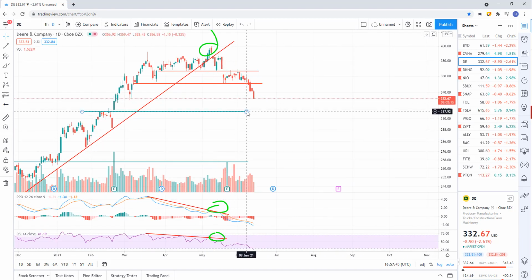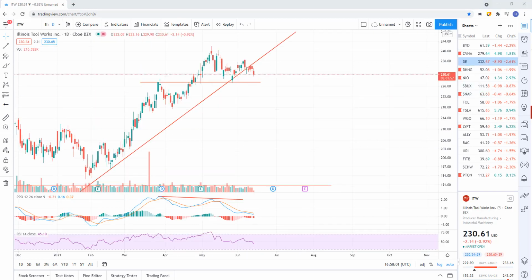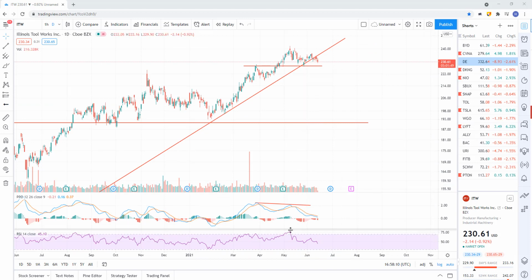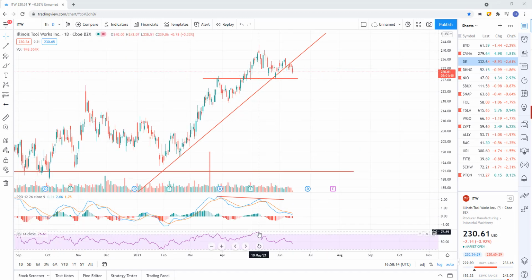But so far working. We're likely going to get a bounce here at this 318 area. We might get down there today. We'll see. But this one's working nicely. Moving on, Illinois Tool. This one is very similar to Deere. You have it coming off the March 2020 lows here. The one thing that's not as clean is you don't have the negative divergence in the RSI. You do have it in the PPO.